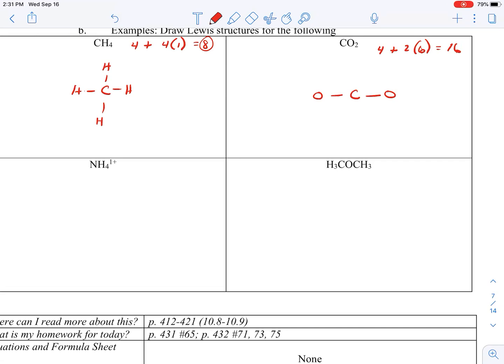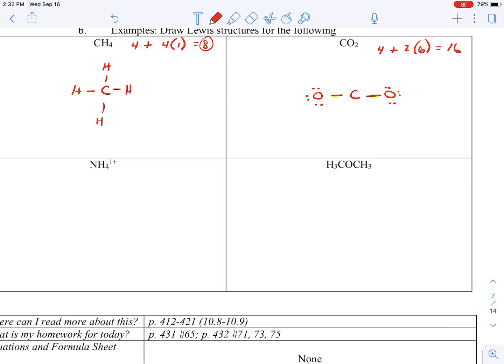Now we've placed 4 electrons, 2 there, 2 there, 2 there, 2 there. All right, but now we need to place 16. So we fill the octet of our surrounding atoms. So we've got 2, 4, 6, 8, 10, 12, 14, 16. All right, so our oxygen's octets are full, but carbon's is not.